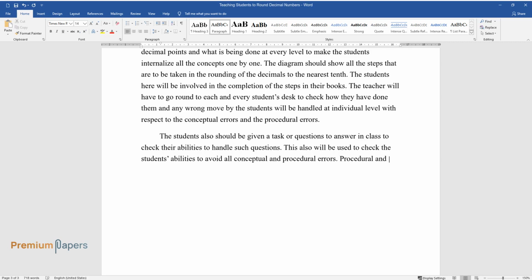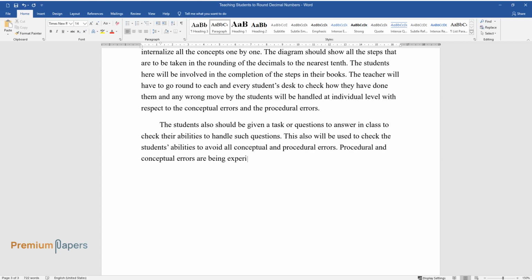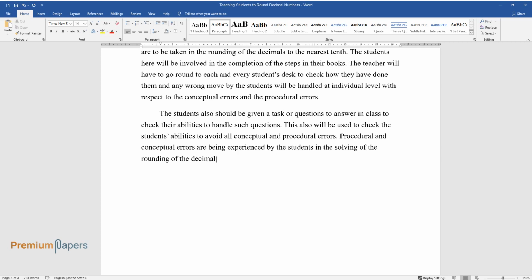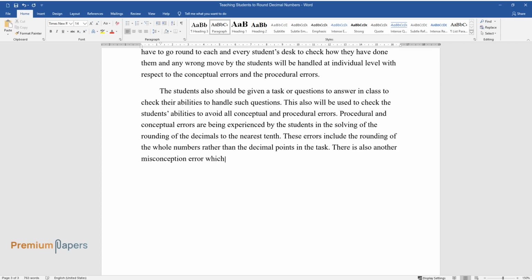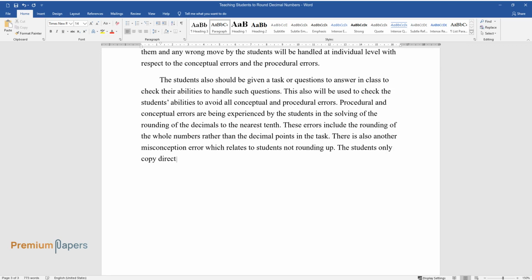Procedural and conceptual errors are being experienced by the students in the solving of the rounding of the decimals to the nearest 10th. These errors include the rounding of the whole numbers rather than the decimal points in the task. There is also another misconception error which relates to students not rounding up. The students only copy directly the 10th place value in the question. The main errors that were found where 2 or more questions were tested were consistent.